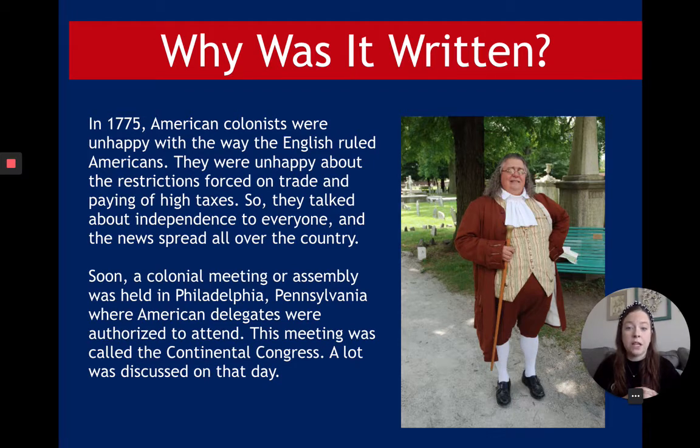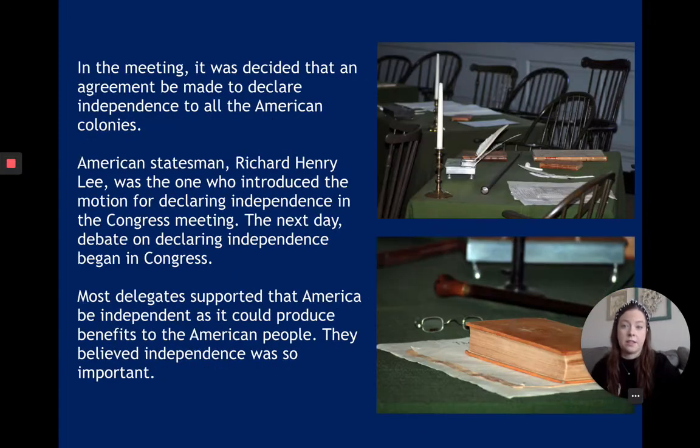Soon, a colonial meeting or assembly was held in Philadelphia, Pennsylvania, where American delegates were authorized to attend. This meeting was called the Continental Congress. A lot was discussed on that day. Now, boys and girls, in the side of this book, if you guys have been listening to me, and you should be, you've heard about the taxes that they had, the different rules and laws that they had to follow. And we just have posted the first Continental Congress, and there's going to be more than one that leads to the Declaration of Independence. So in this meeting, it was decided that an agreement was made to declare independence to all American colonies.